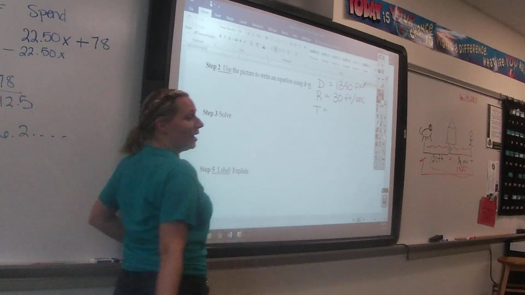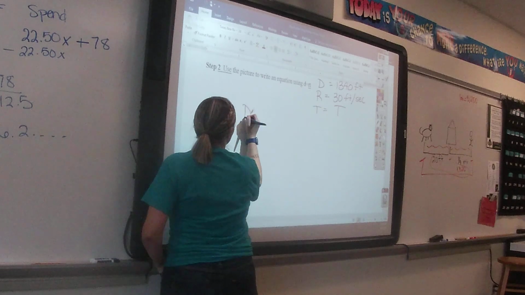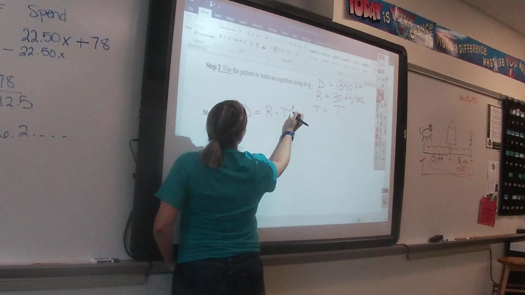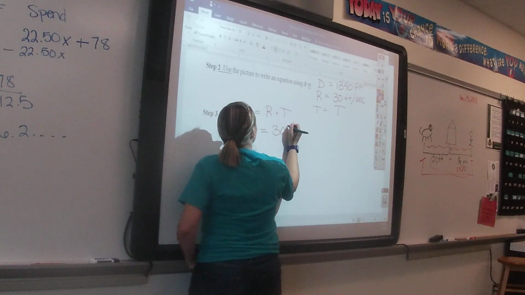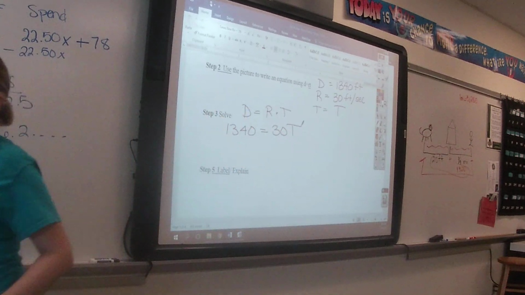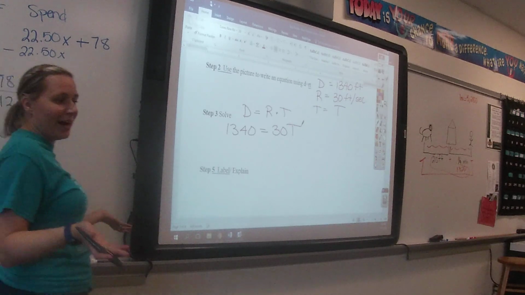We don't know what time is, right? That's our variable. We're leaving that as it is. So if I say distance equals rate times time, I'm going to say 1,340 equals 30 times t. I took that 5,280 and I took 1/4 of it, divided it by 4.